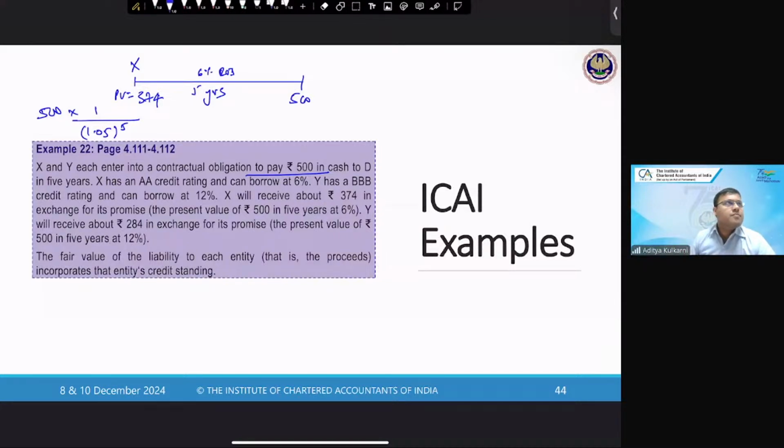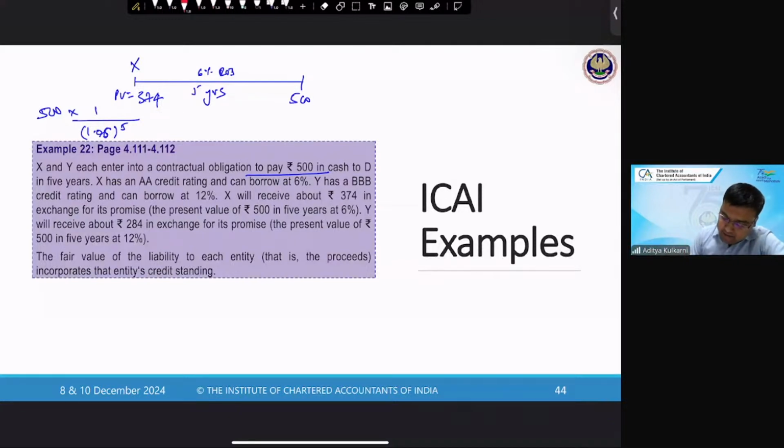6%, right? So it's 1.06. Sir, you have written 0.5. She is telling it should be 0.6. Oh, 0.6. I'm sorry. The calculation was right but the number was wrong. So 1.06 raised to 5 gives 374. So can I say that in today's terms the fair value of my liability is 374, and then at 6% it will accrue to 500.